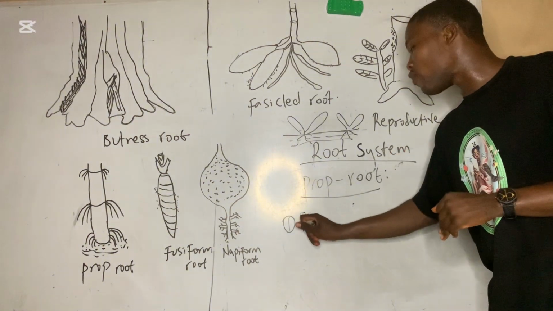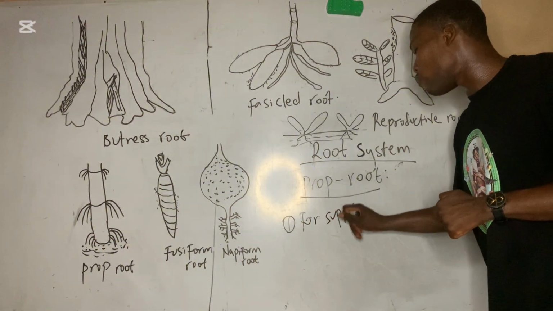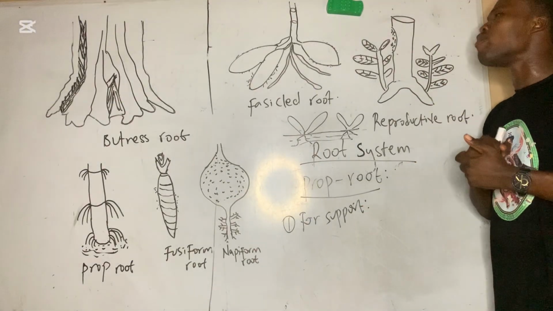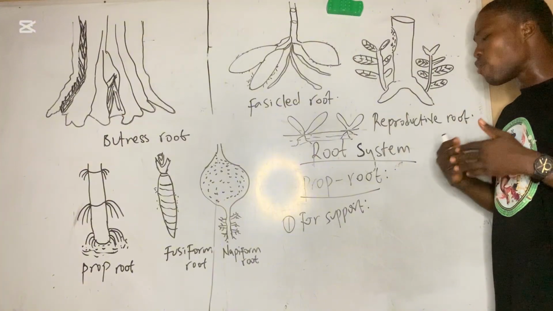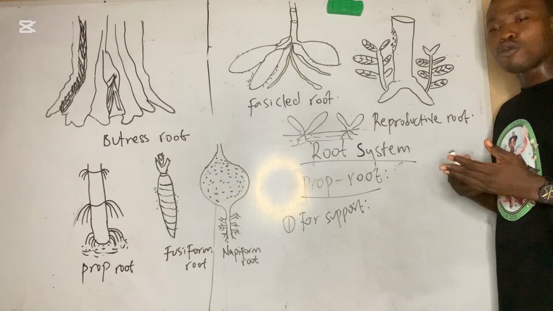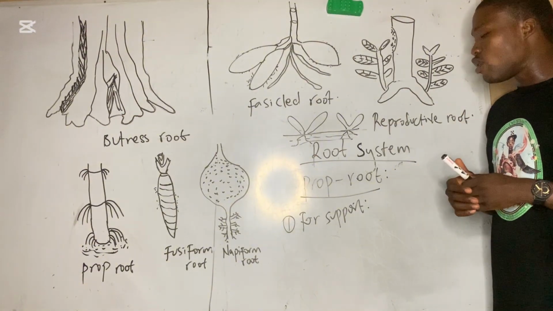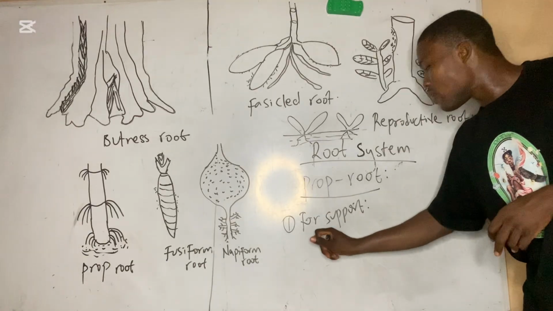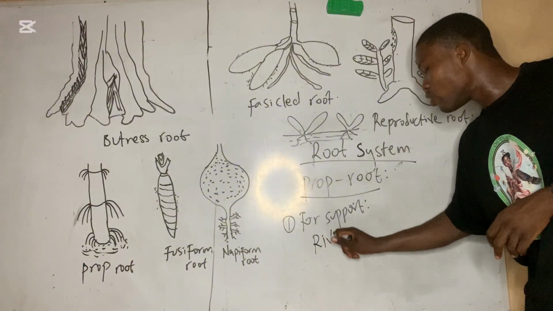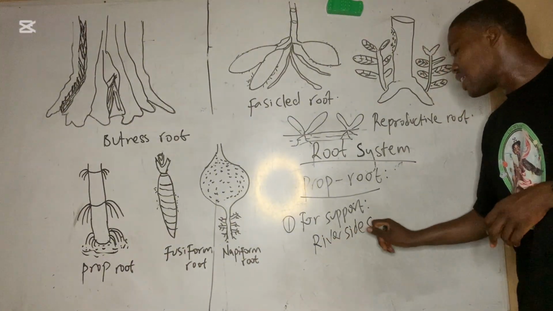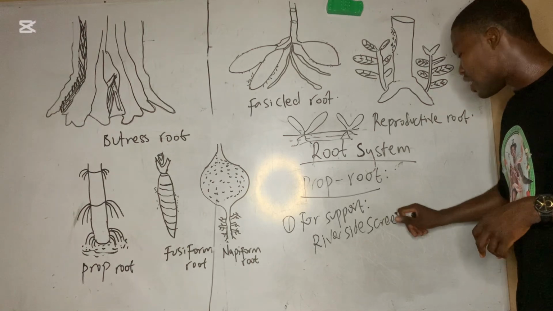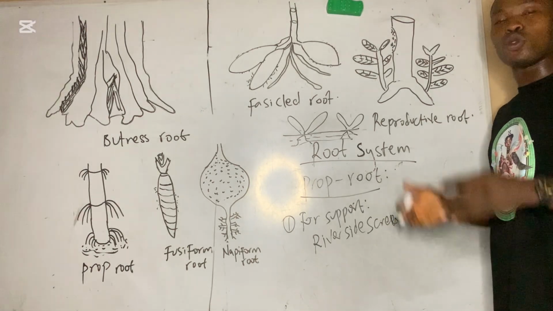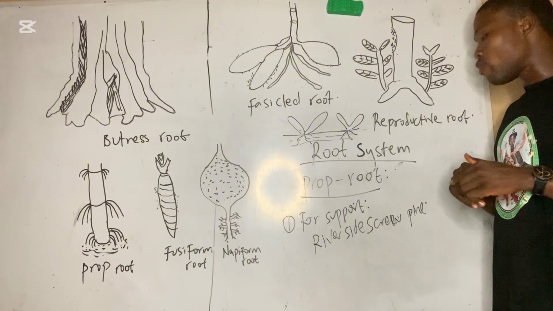People will say first, for support. Now, which type of plants have prop roots for support? We have what they call the riverside screw pine. It's an example of a plant that uses prop roots for support only, to support its growth.